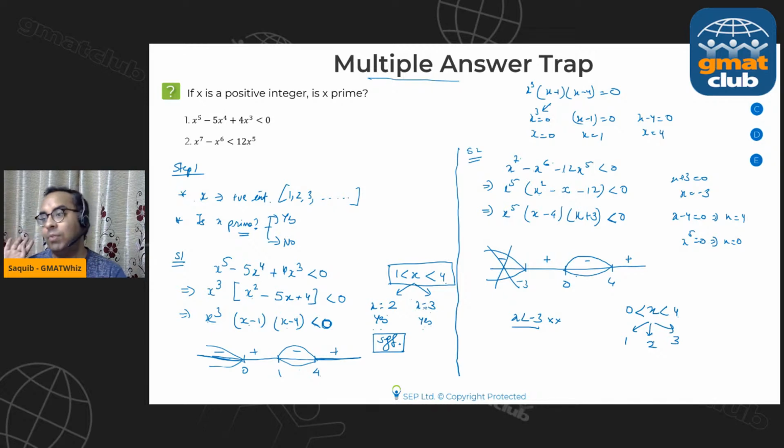Now I don't have a problem with 3 values. But the thing is, when I look at x equal to 1 and I ask myself, is it prime? My answer is no. So those of you who marked D thinking that 1 is a prime number, please remember prime numbers start from 2.